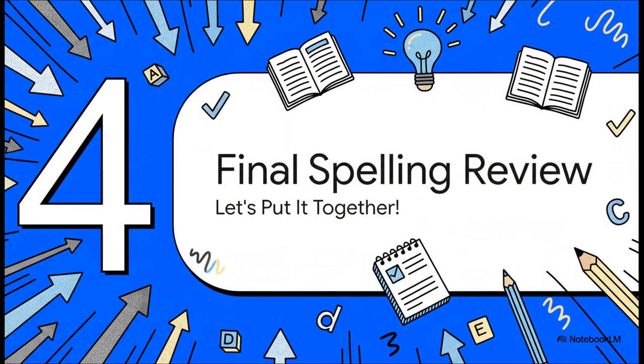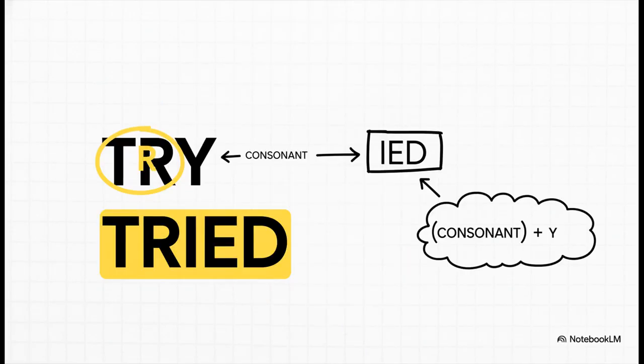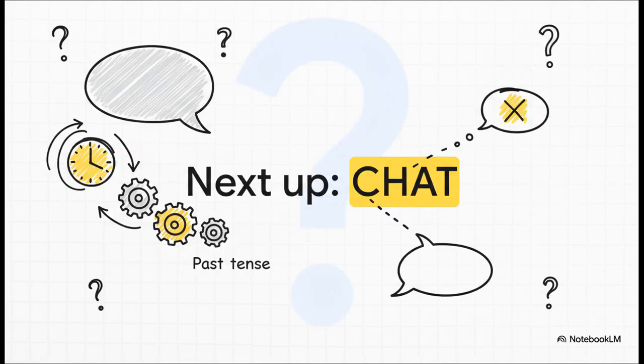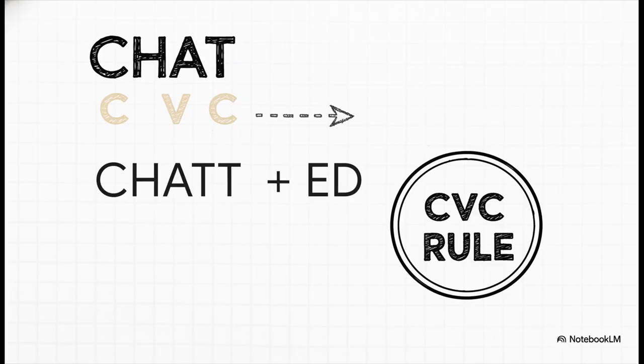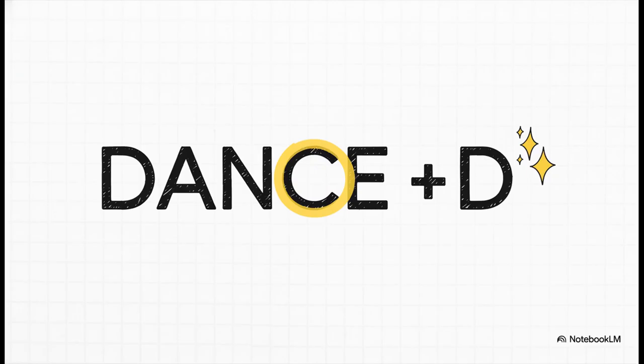All right, you've got the rules down. Let's do one last rapid-fire round to make sure it all sticks. Ready? Let's go. First up, try. What's the rule? Tried. That's our consonant plus Y rule. The R before the Y makes us change it to IED. Next one, chat. Chatted, double T. That's that CVC pattern, consonant, vowel, consonant. How about dance? Danced. Simple one, right? Already has the E, so we just add a D.